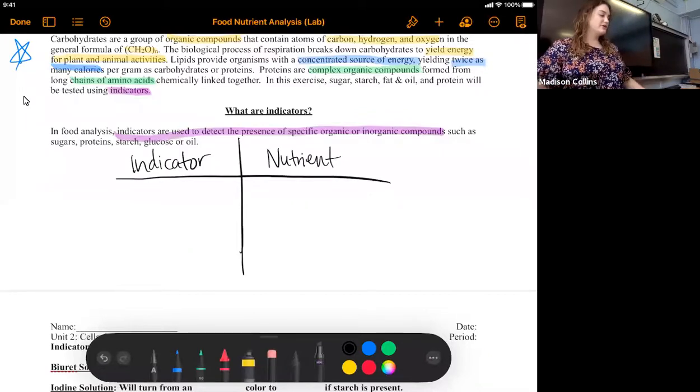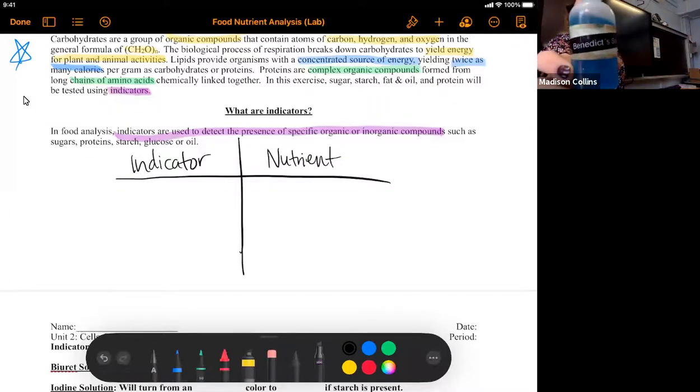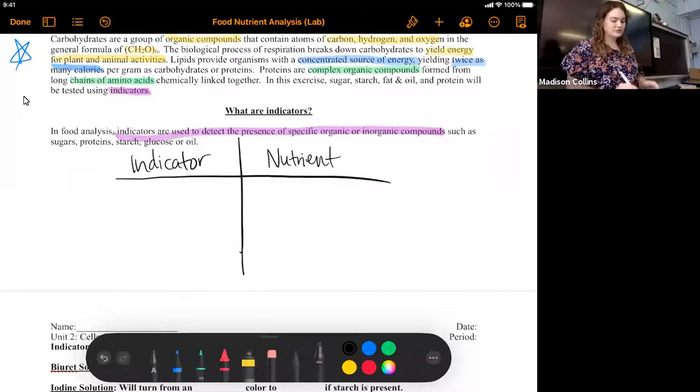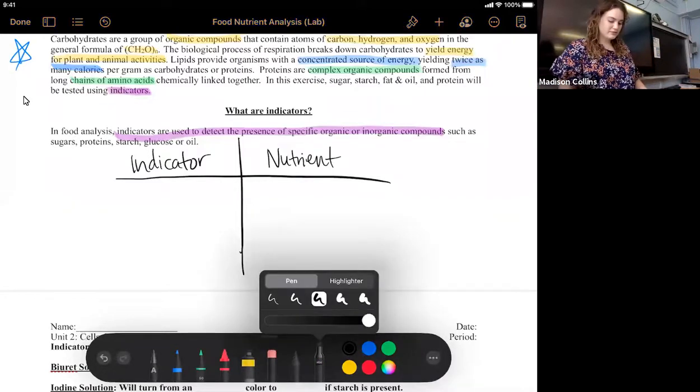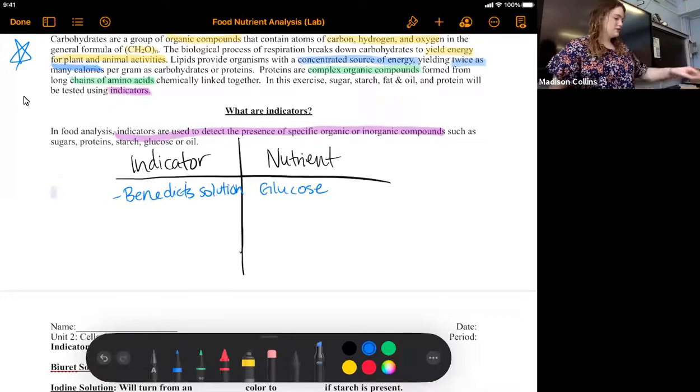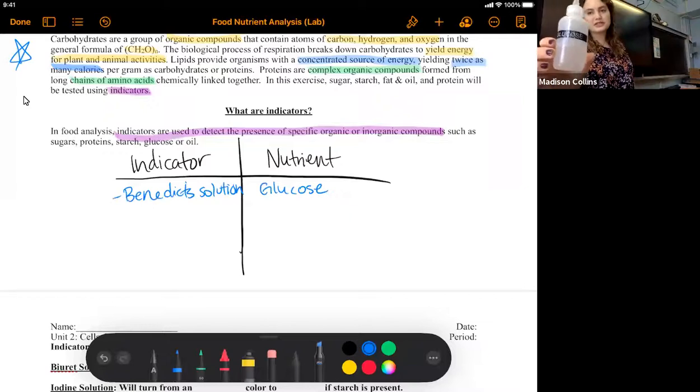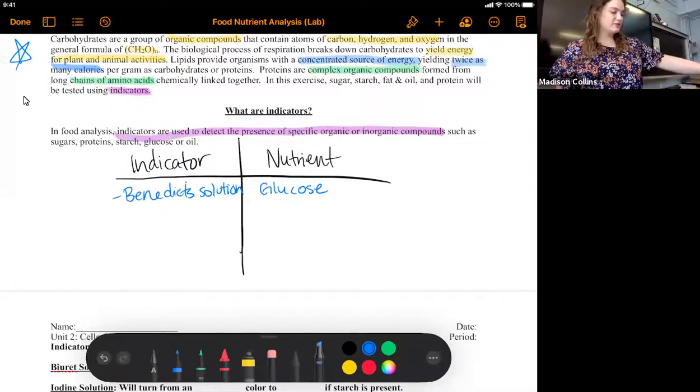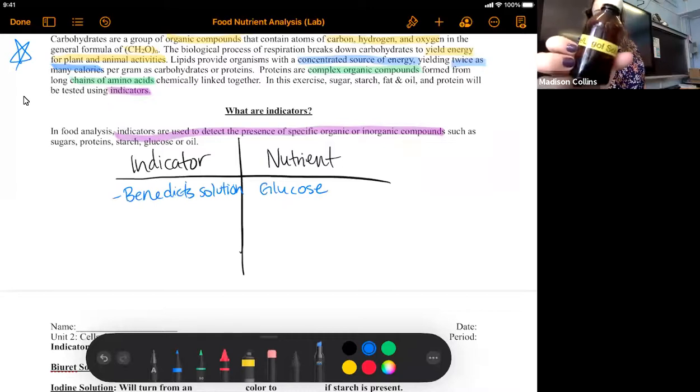So the very first indicator we're going to be using today is something called Benedict solution. So it looks like this. It's blue. It's liquid. And Benedict solution, I'll write down right here, is an indicator for glucose. Okay, so here I've got my jar of glucose. We're going to be testing for the presence of glucose using Benedict solution. Another indicator is something you may have heard of before. We're going to be using iodine. We also call this Lugol solution.